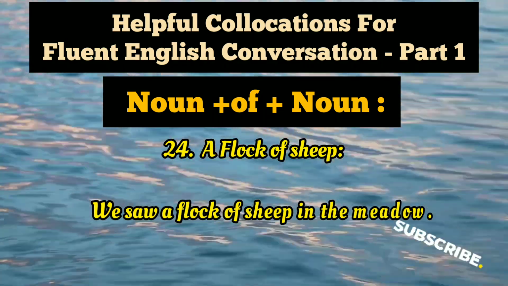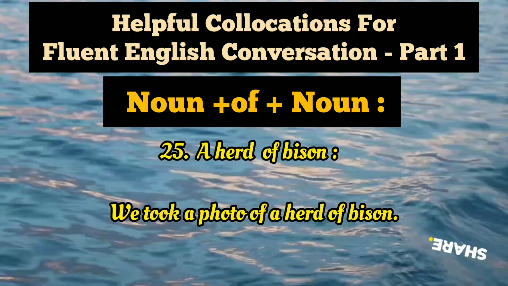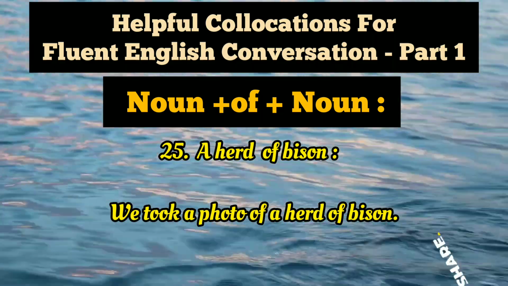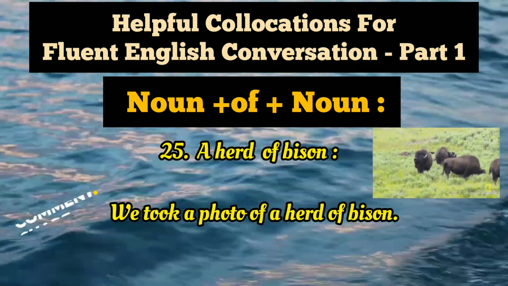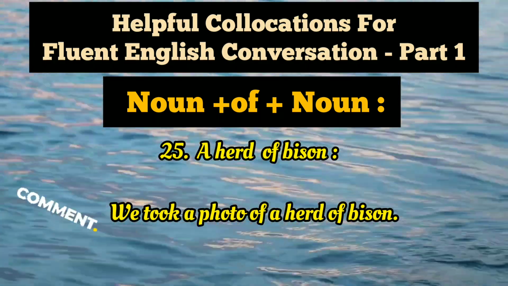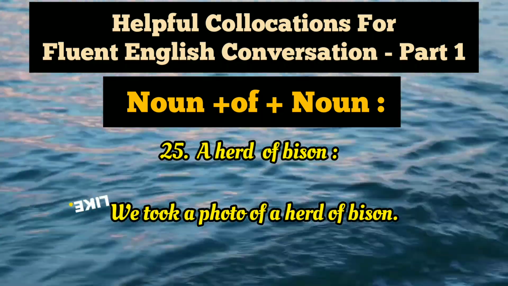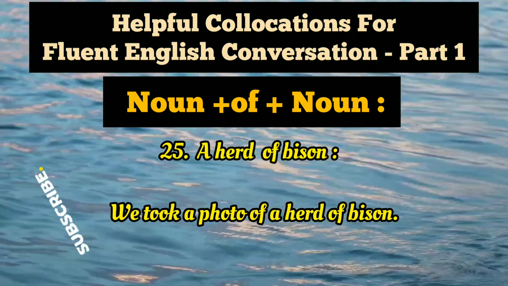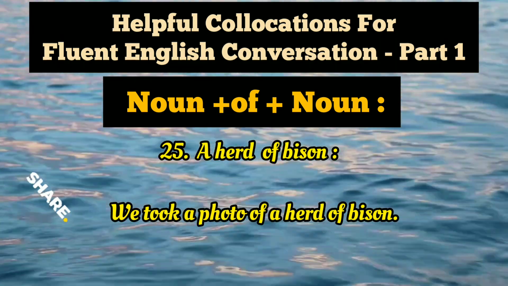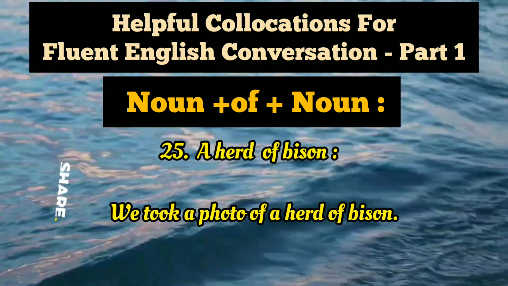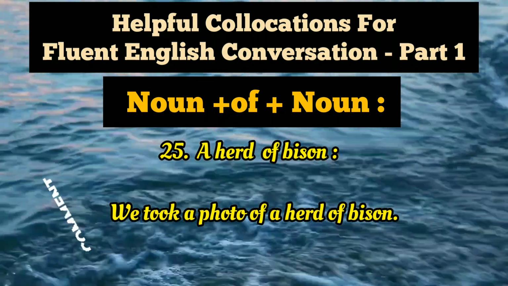And the last one which you see, I have discussed it before, a herd of bison, which is very common. It's a very useful one. That means a group of bison. We took a photo of a herd of bison. So here herd is a noun, and again I'm using of, and then following it up with bison, which is again a noun. So this way we can use this particular collocation, and these are formed by combining noun plus of, again adding one more noun at last. So this is the combination we are using in this category.